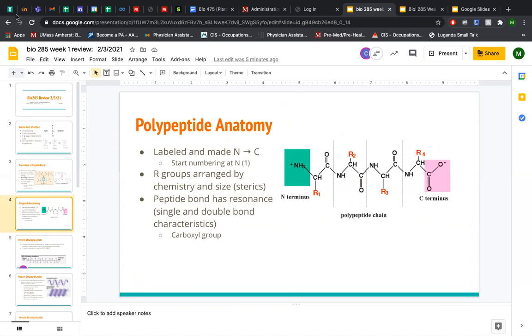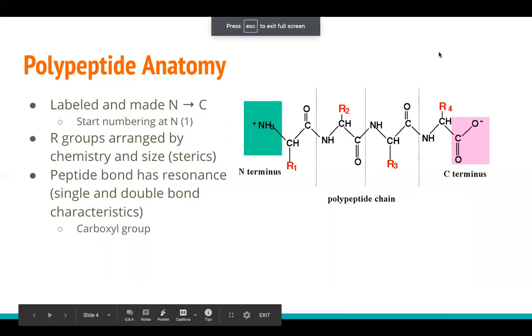What's going on with my screen here? Okay, Chi, I'm going to disable your control because it's being weird. Okay, abort control.